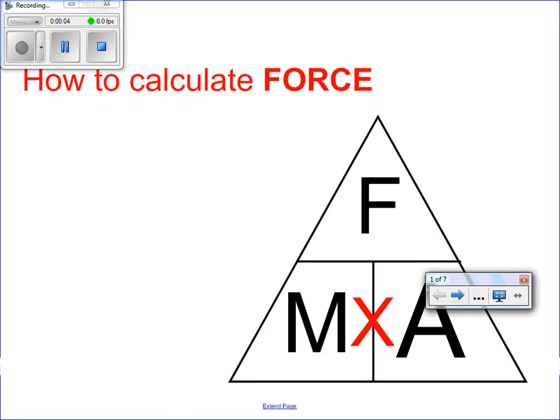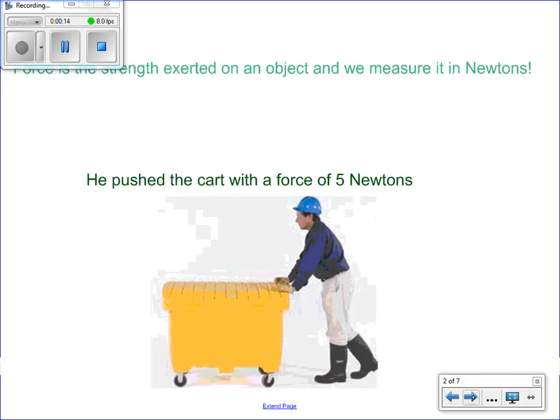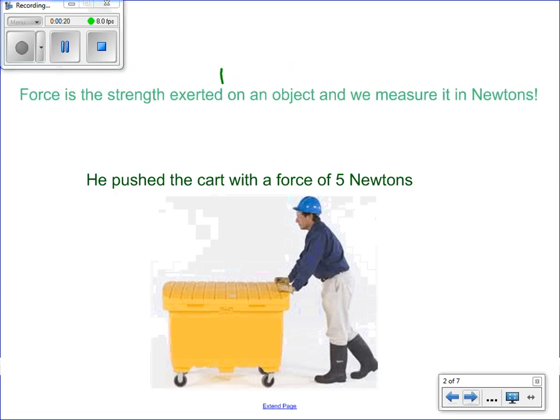In this video, we are going to learn how to calculate force. This is a magic triangle that we are going to use to help us calculate it. Now remember, force is the strength exerted on an object, and we're going to measure it in newtons. And we label newtons as a capital N. So this man is pushing on the cart with a force of 5 newtons.